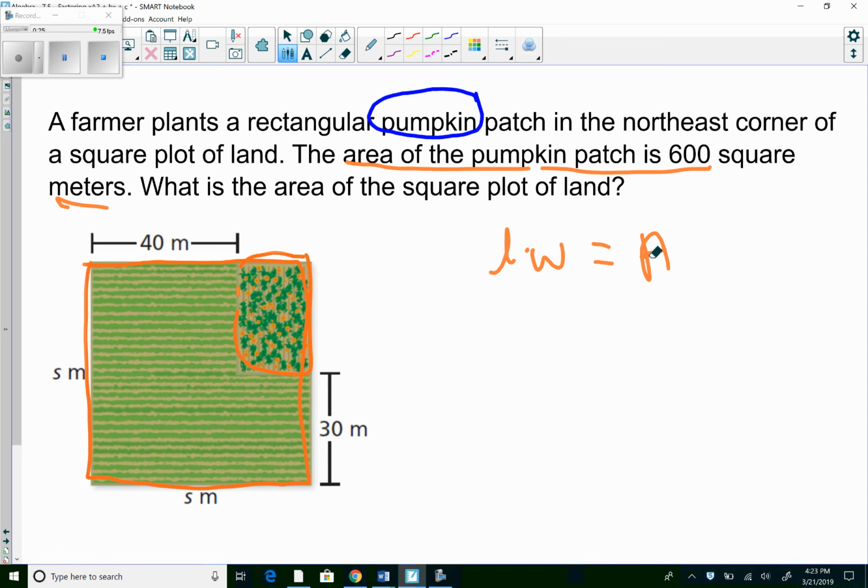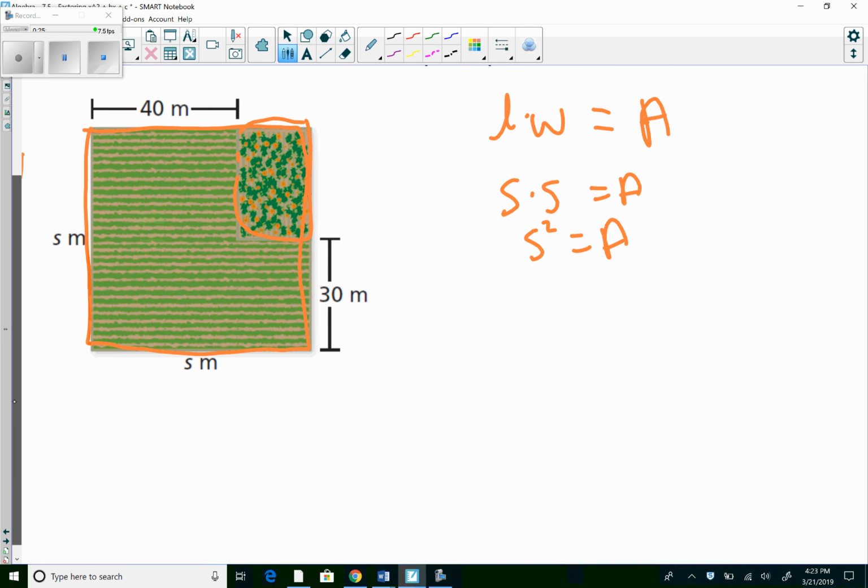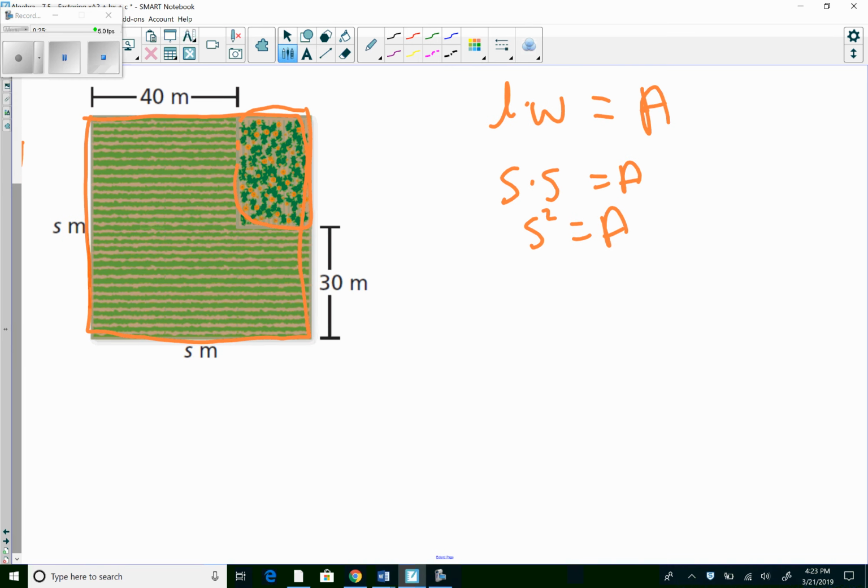Okay? And if we think about it even more, a square plot of land, length times width, that's just side times side. Or you might have also seen it as side squared. Okay? So all of these formulas represent area. Okay, now here's what we want to do. Here's a piece of information that we're told in the problem: that the total area is 600 meters squared.